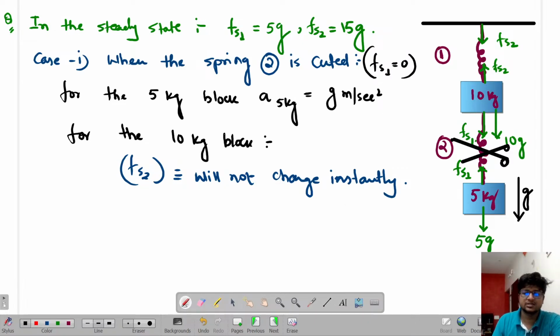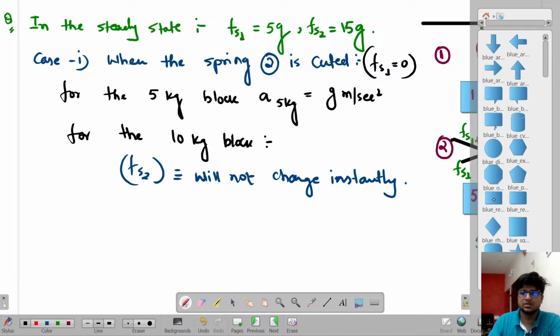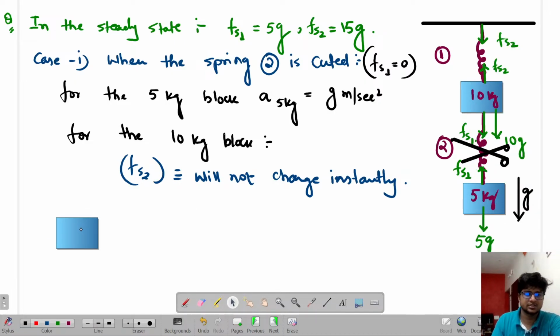So this means that if I try to think about the FBD of this second block during this case 1 scenario, then what will happen? Upward force will be Fs2 and below will be its weight. So there will be an acceleration of this block in which direction? Upward direction. So in this scenario, this 10 kg goes up, and 5 kg falls down. Is that clear or not?